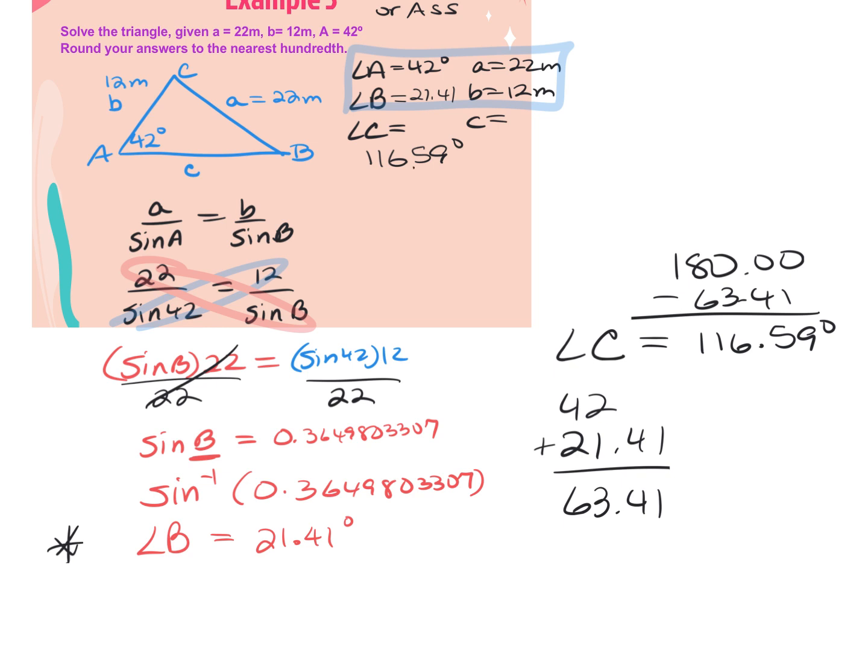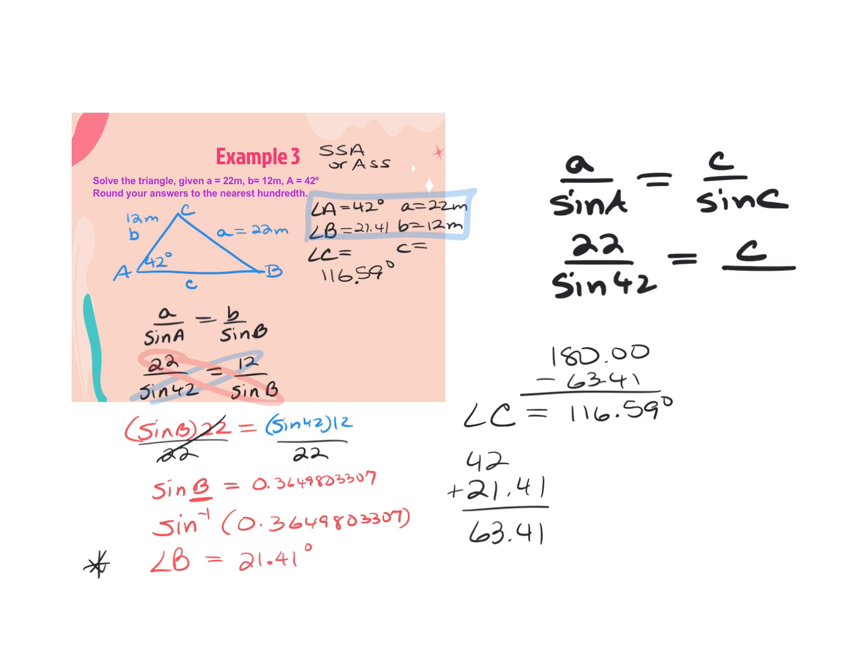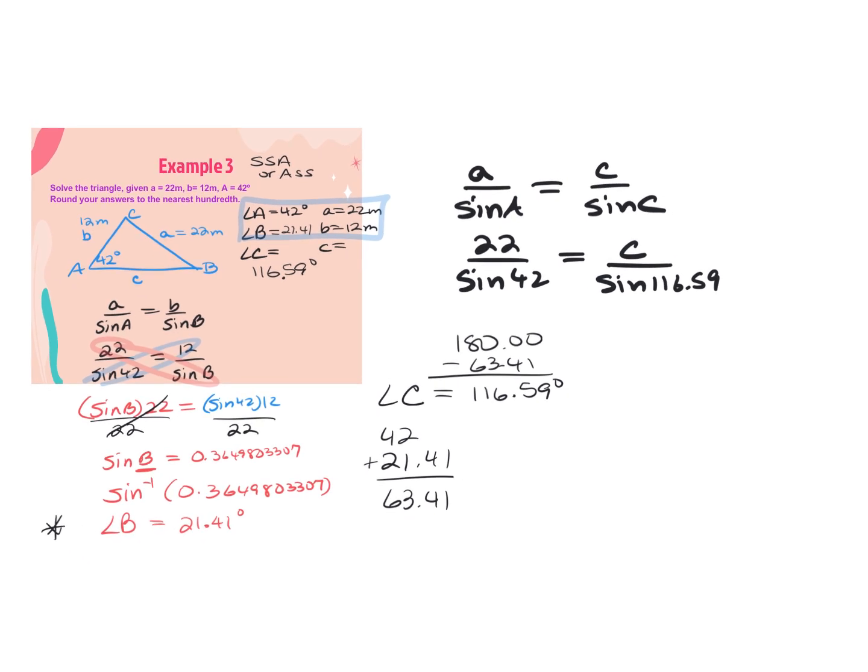Now that I have angle C, now I can find side C. You can't do Pythagorean theorem because that only works for right triangles. So now to find side C, I'm going to be setting up my proportion. I'm going to use the original given. So A over sine A, and then C over sine C. I'm going to use this newly calculated angle in my proportion. So 22 over the sine of 42 equals side C over the sine of 116.59. So now I'm going to cross multiply.